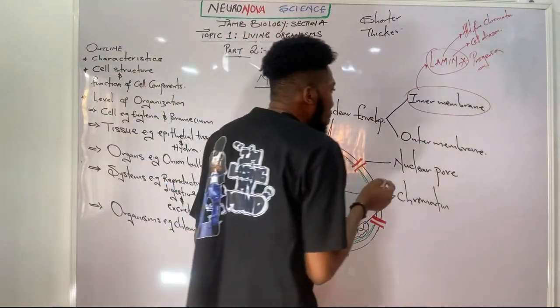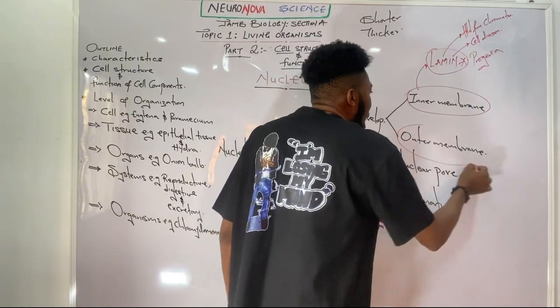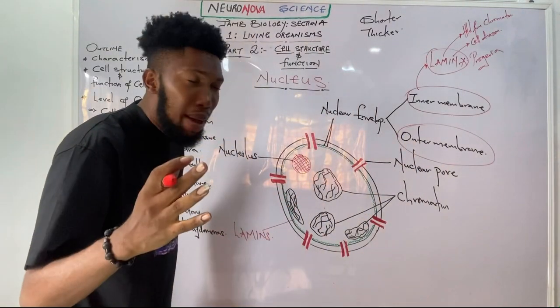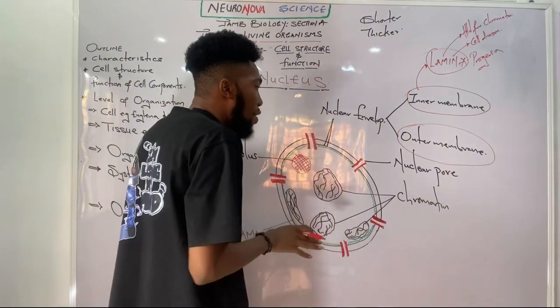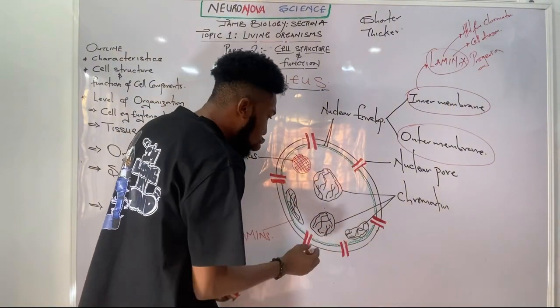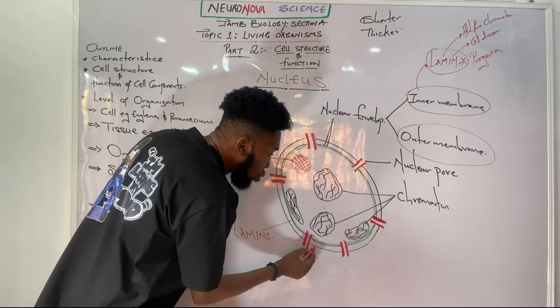Now, how about the outer membrane? The outer membrane of the nuclear envelope is usually rich in ribosomes.